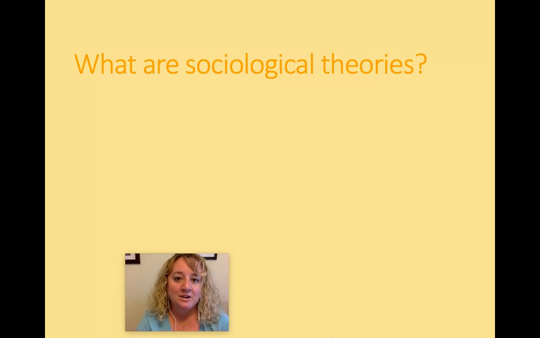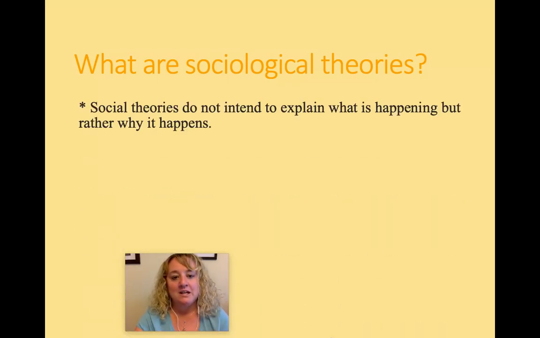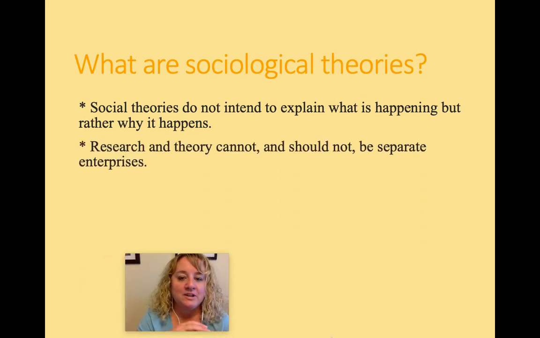So what is a theory? What makes a theory sociological? Social theories don't try to explain what is happening, but rather why it's happening. So we're not interested in illustrating the what, we're interested in explaining the why. Now, research and theory cannot be separate. You have to have them together. Research and theory are the foundation of sociology.